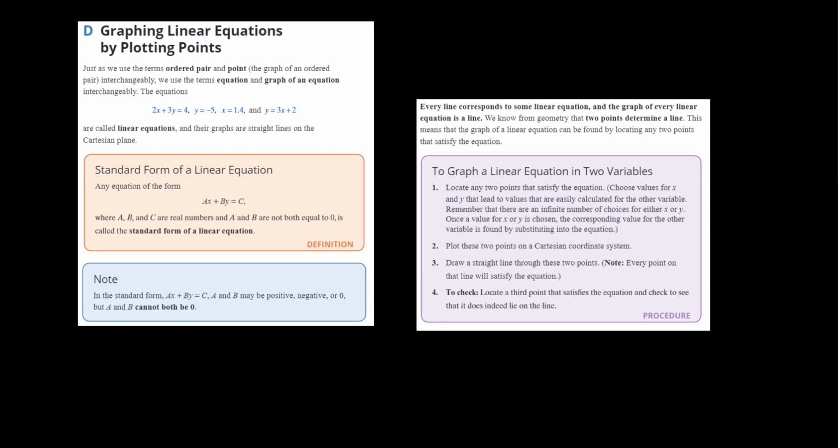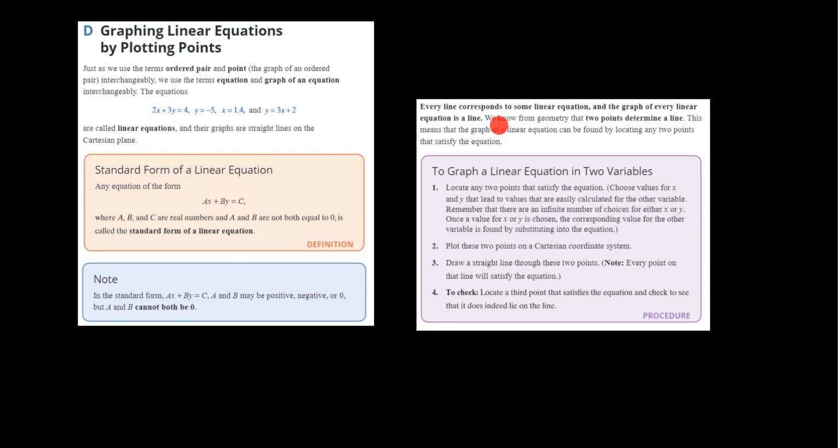Note here, in standard form, ax plus by is equal to c. A and b may be positive, negative, or 0, but a and b cannot both be 0. Why can they not both be 0? Well, if we plugged in a 0 for a and a 0 for b, 0 times x is 0, plus 0 times y is 0. We get 0 is equal to c, so c must be equal to 0. So we basically don't even have an equation, right? If a and b are 0, we don't have an equation. That's why that says that.